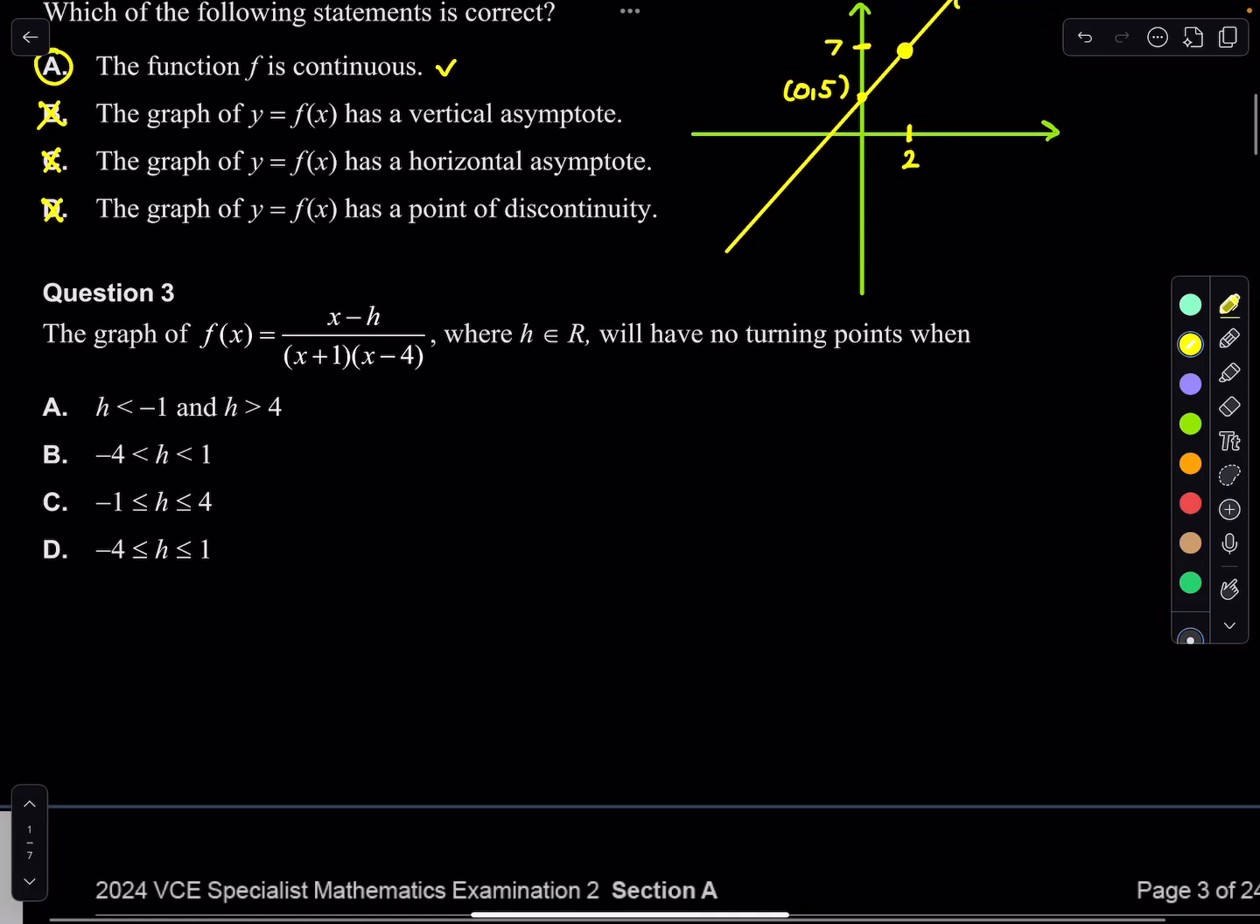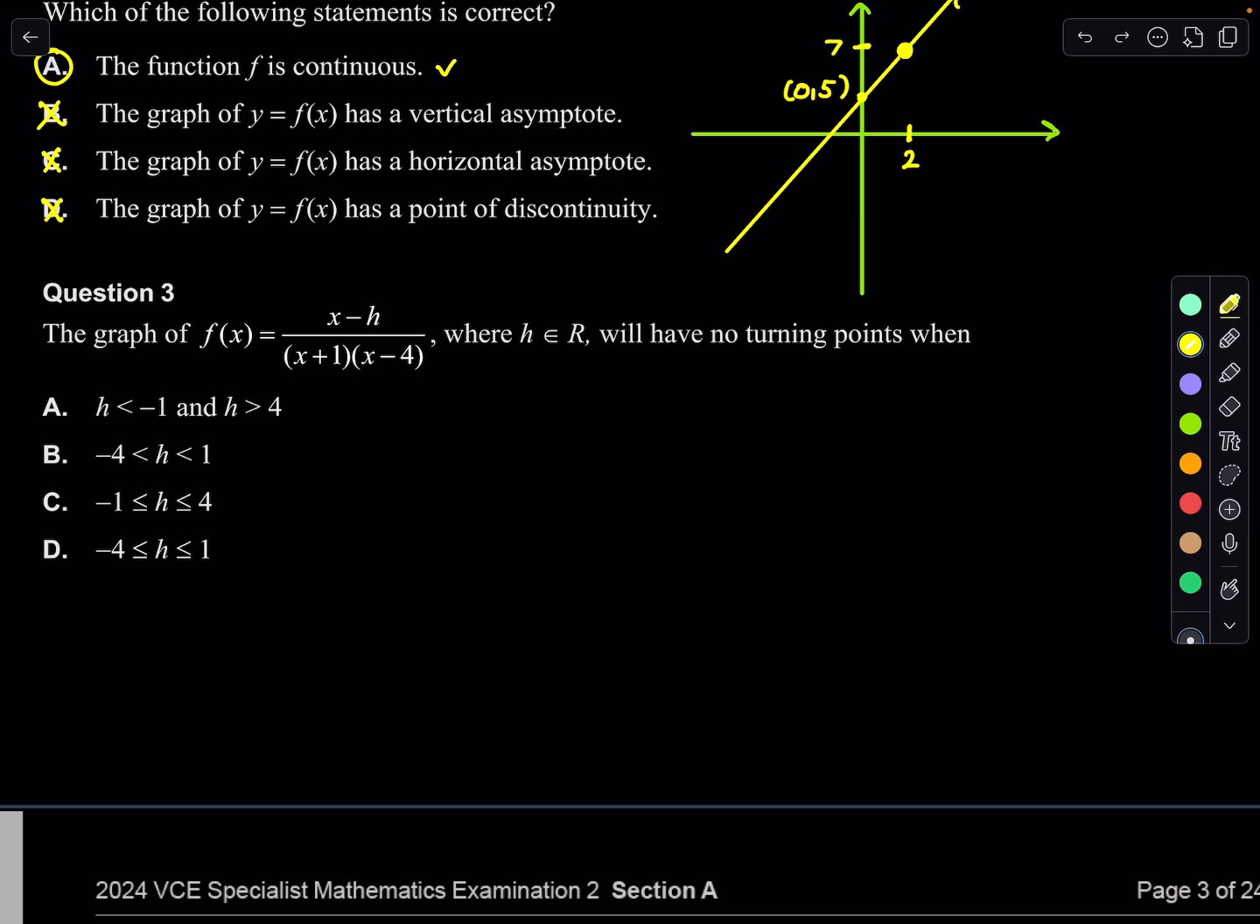So yeah. Question 3. The graph of f of x, x minus h, this whole thing, where h is an element of the reals, so h can be anything, will have no turning points when. This is an easy question. With your CAS, this is so easy. When I see a question like this, it's so beautiful, because you can just use a slider and check out all these values, check out this value, check out this value, and check which one fits that condition where it has no turning points. And let's do that actually.